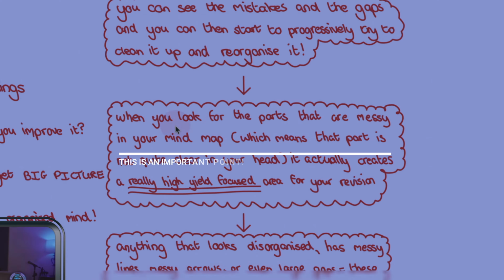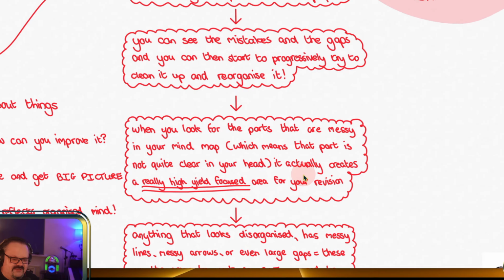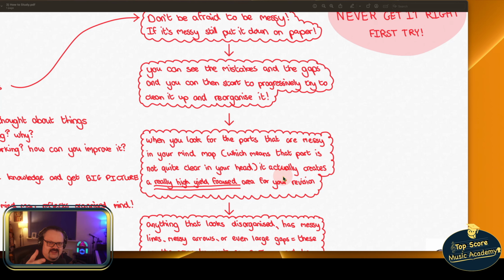When you look for the parts that are messy in your mind map, which means that part is not quite clear in your head, this is what we mean as being reflective. If it looks messy when you've written it down, it's because it's messy in your mind. It actually, though, creates a really high yield focused area for your revision. So you can actually see, just by physically looking at your mind map, oh, this whole area is a complete mess. Well, that means that whole area is a complete mess in your head, that you haven't got it right just yet. And obviously then that's really good feedback for you, because it tells you, well, this is where you need to revise then. This is the area that you need to focus in on. And the other areas may be neater and more organized. Well, then you don't need to do as much with those.